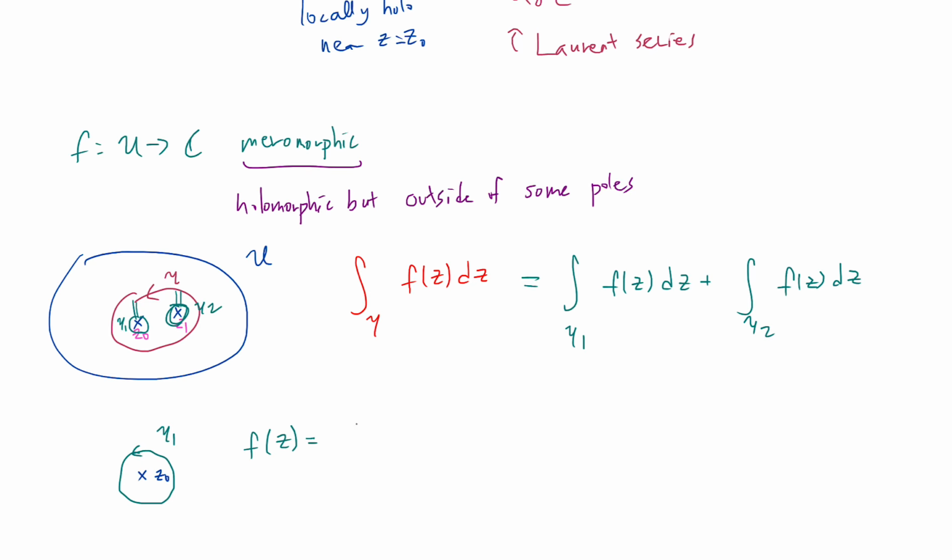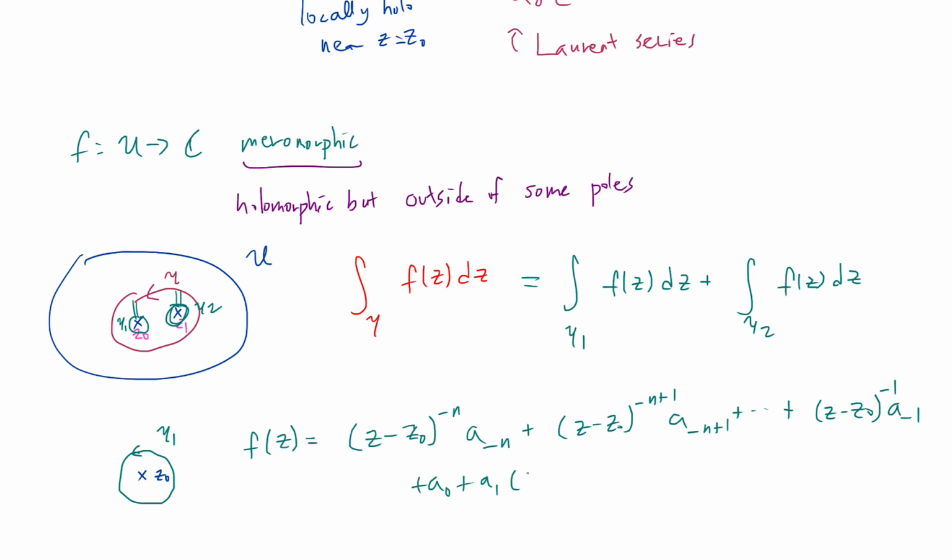We have f of z equal to a_{-n} (z - c0)^{-n} plus a_{-n+1} (z - c0)^{-n+1}, and I continue on to a_{-1} (z - c0)^{-1}, and then you have a0 plus a1 (z - c0), and this continues on. So you have this Laurent series expansion near c0 here.